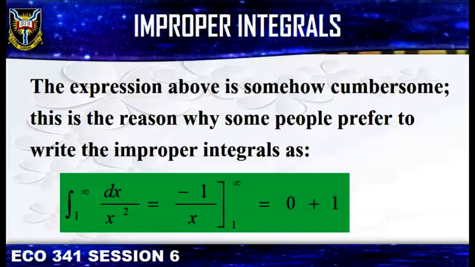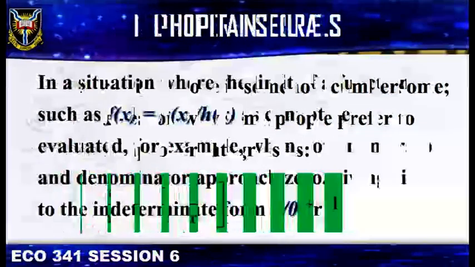Example 2. Integral 3 over x squared dx, upper limit infinity, lower limit 1, is equal to the limit as b approaches infinity of integral 3 over x squared dx, is equal to the limit as b approaches infinity of minus 3 over x, is equal to the limit as b approaches infinity of minus 3 over b minus minus 3 in bracket over 1, is equal to the limit as b approaches infinity of minus 3 over b plus 3 in bracket, is equal to 3.